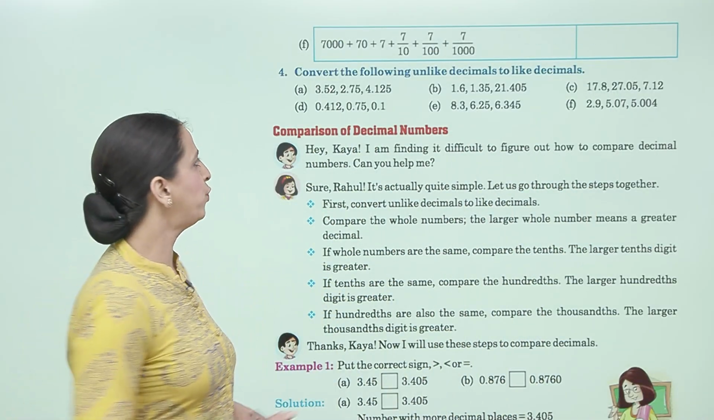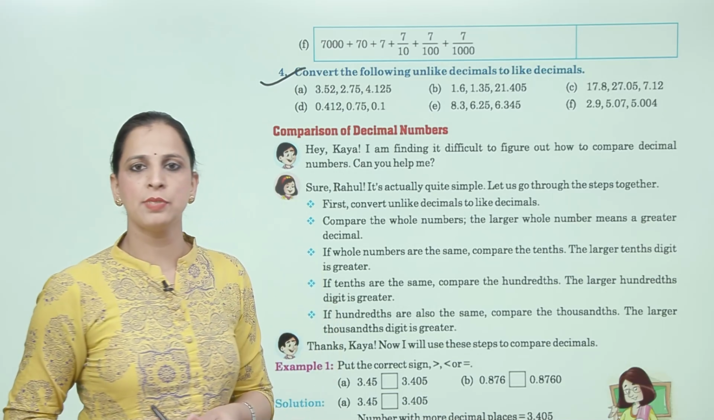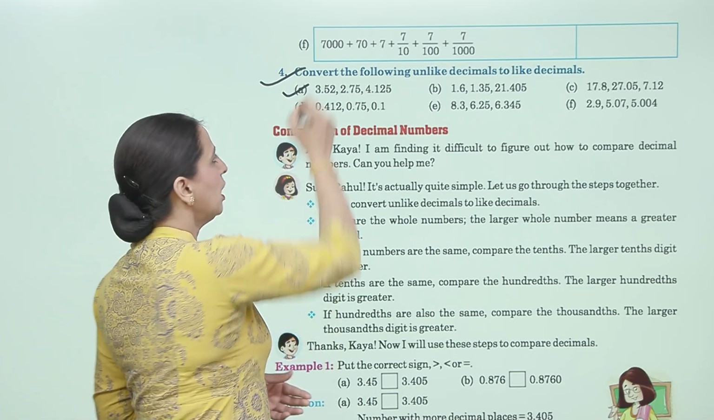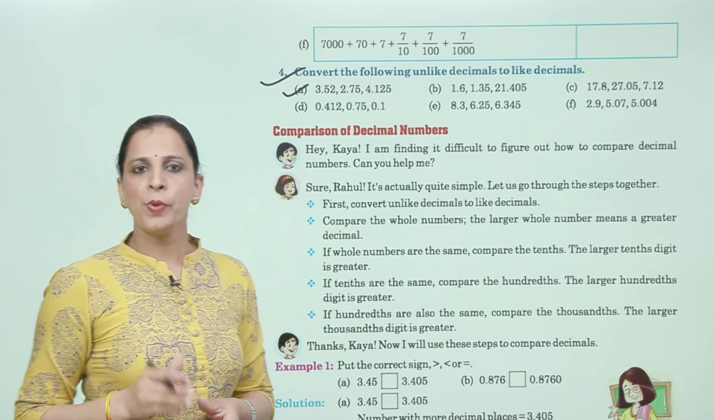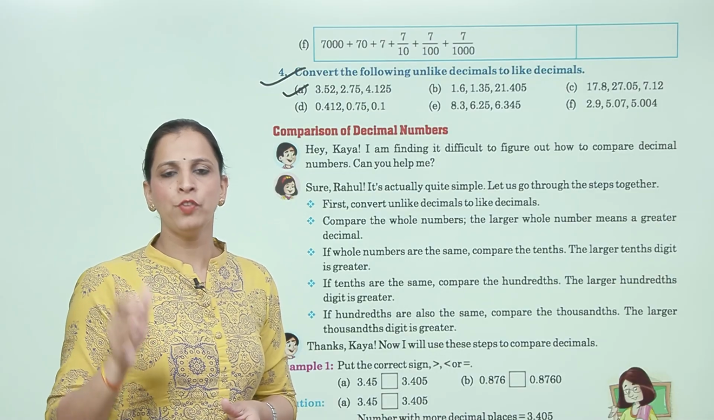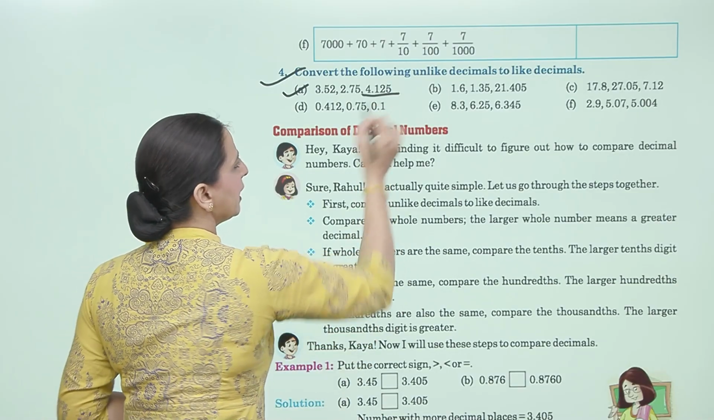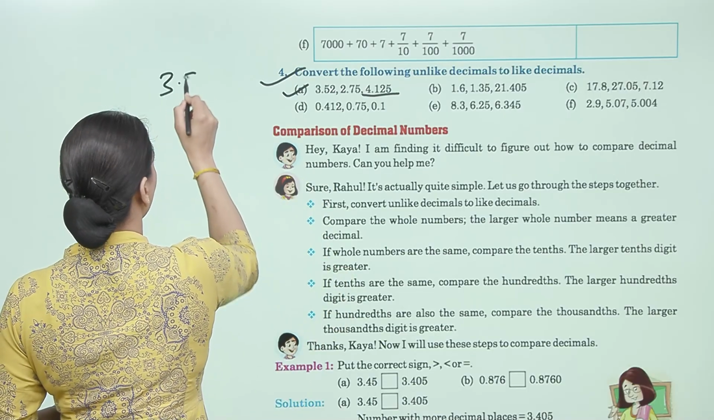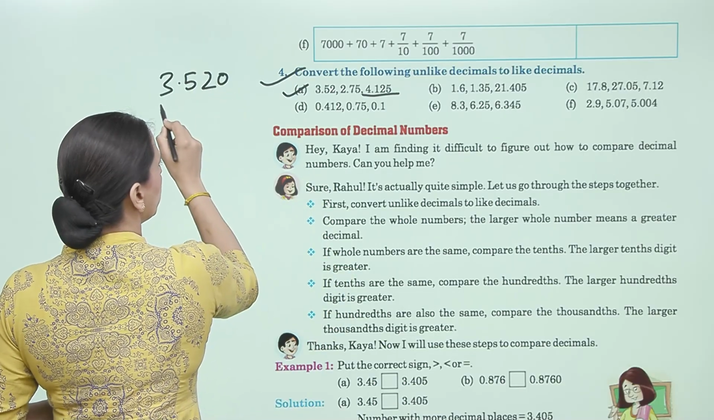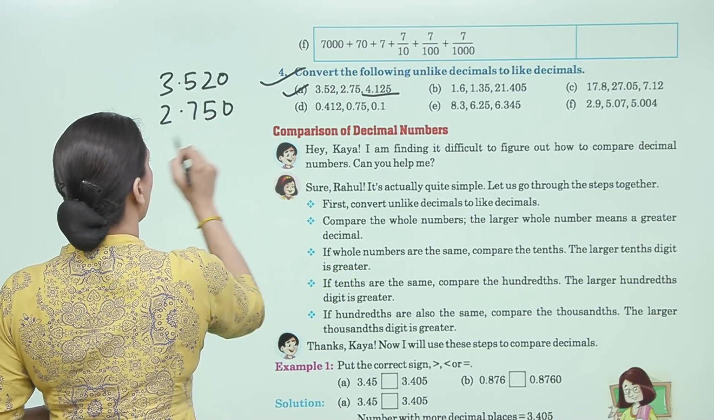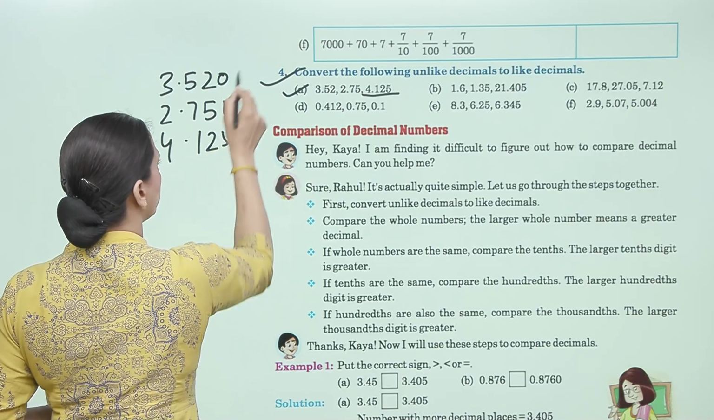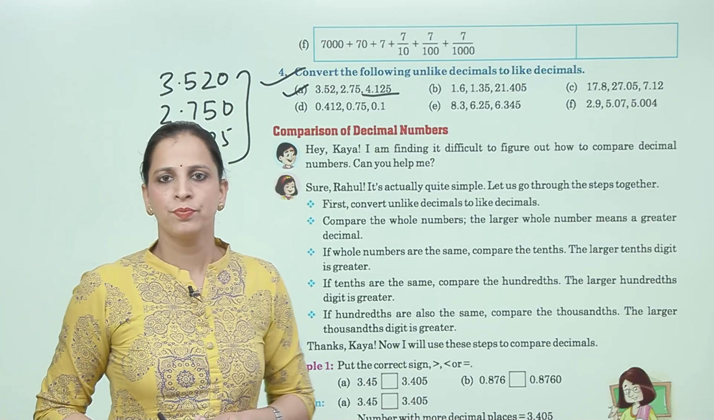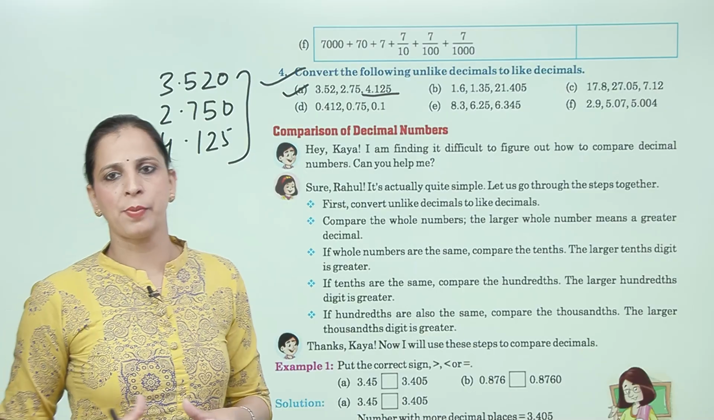Now next question number 4, convert the following unlike decimals to like decimals. Now A part: 3.52, 2.75, 4.125. So 4.125 has the greatest number of decimal places, that is 3. So 3.520, 2.750 and 4.125. Now they are like decimals. So children, using the same method, you will try the remaining parts yourself.